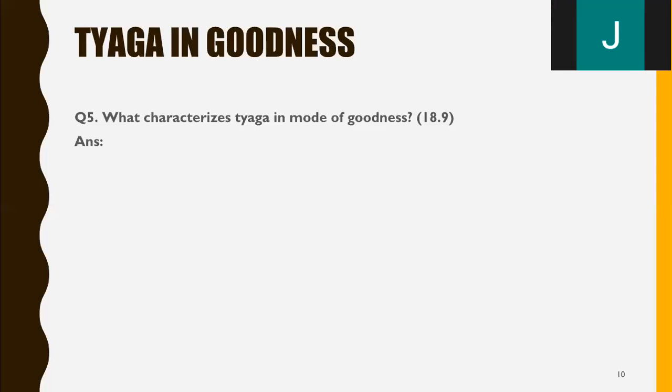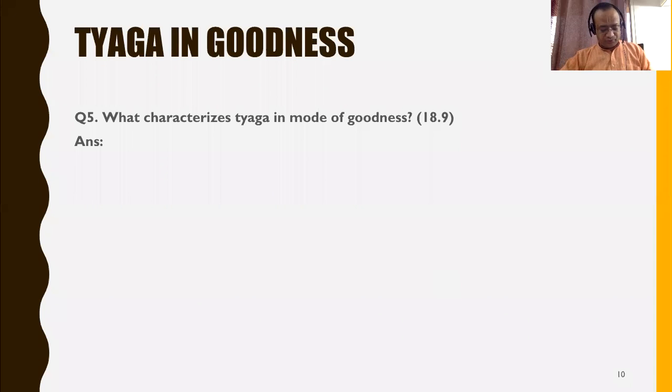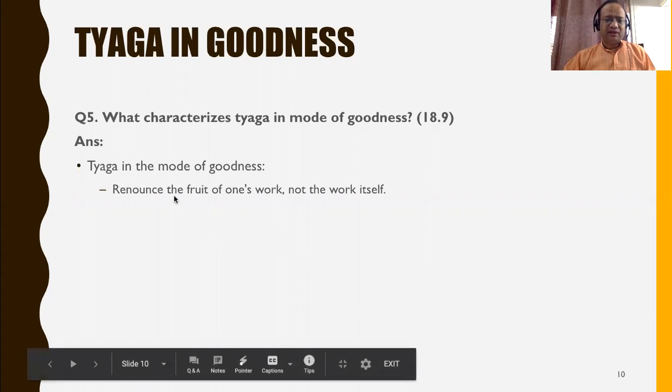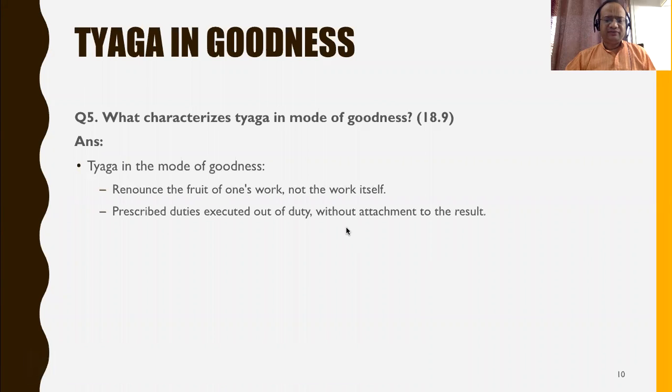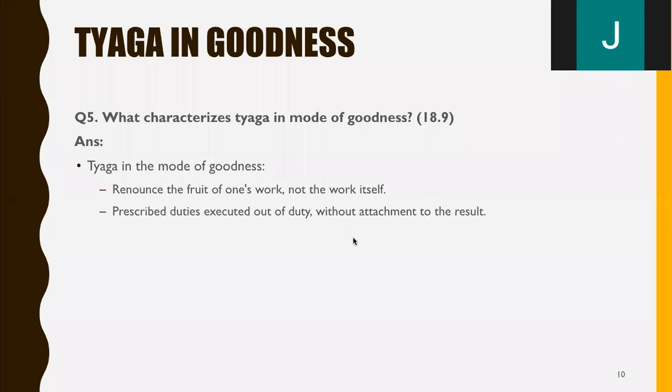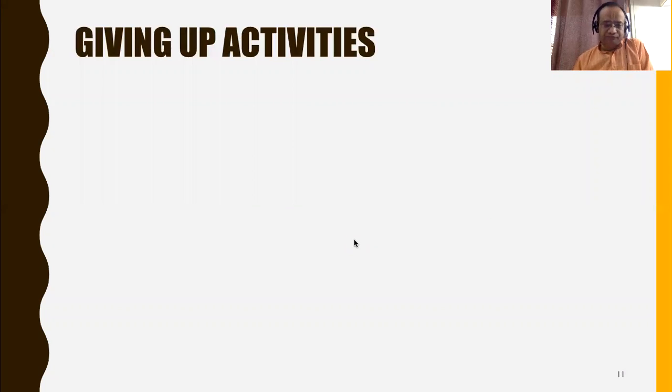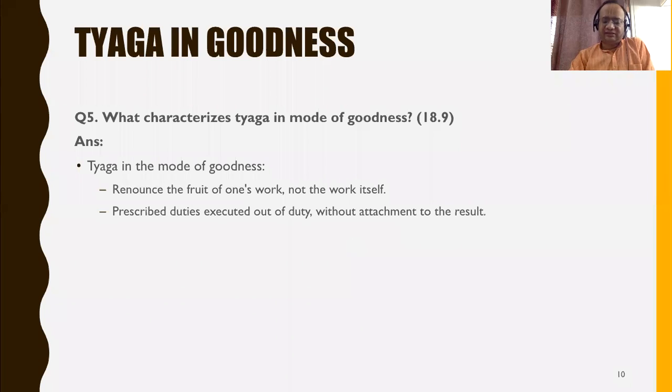So what we are saying is, renounces all material association and all attachment to the fruit. Karya mityeva yat karma niyatam kriyate arjuna sangam tyaktva. So again the word sangam tyaktva has come. Sangam tyaktva phalam chaiva. Detached from the fruits of the result. So that is what tyaga in mode of goodness is. Tyaga in mode of goodness renounces the fruit of one's work, not the work itself, and prescribed duties are executed out of duty without attachment to the result. So these are the two main items for tyaga in mode of goodness.